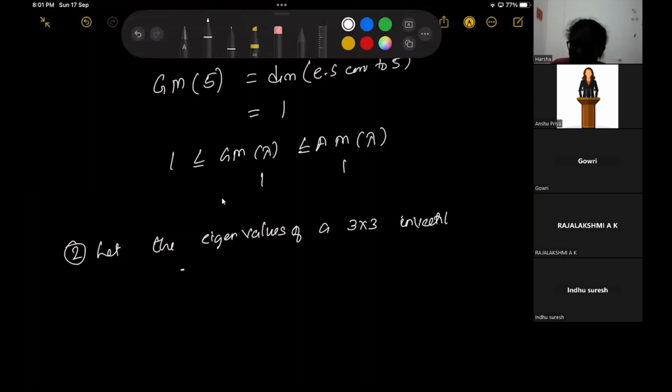Ma'am, can we find the eigenvalue by converting our matrix into a triangular, upper triangular or lower triangular matrix? Converting means you are saying similar to upper and lower triangular. To find the eigenvalue, yes, that you can do, because the eigenvalues of similar matrices are the same.